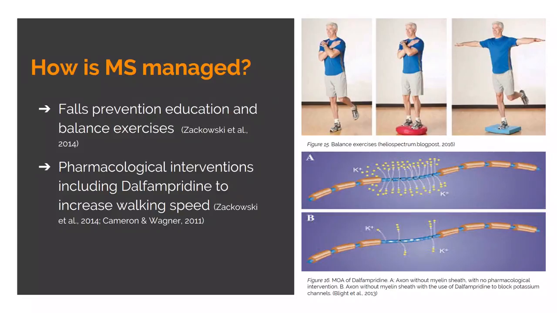Cameron and Wagner recommend the use of antispasticity medications such as baclofen, tizanidine, and benzodiazepines. Although effective in reducing spasticity, these drugs, if taken in high doses, can produce systemic side effects. Although we wouldn't be prescribing these medications to clients, it's still important that we are aware of the types of medications our clients with MS might be taking.